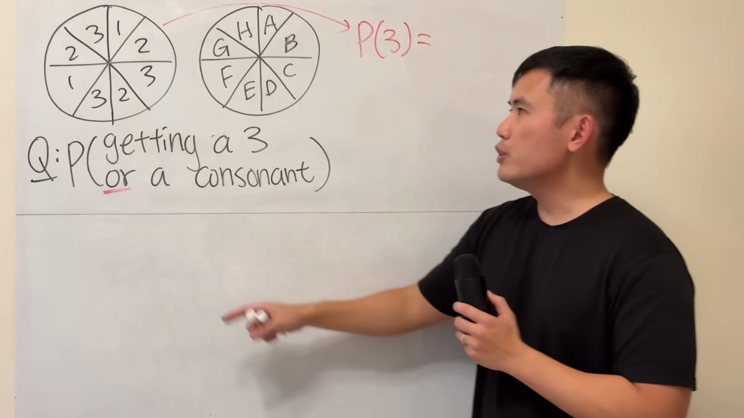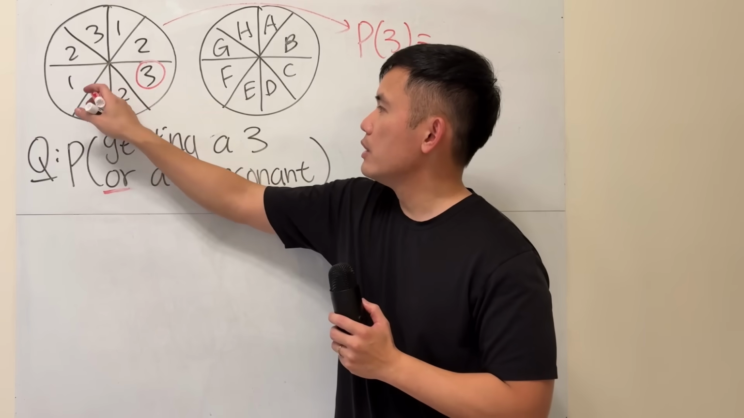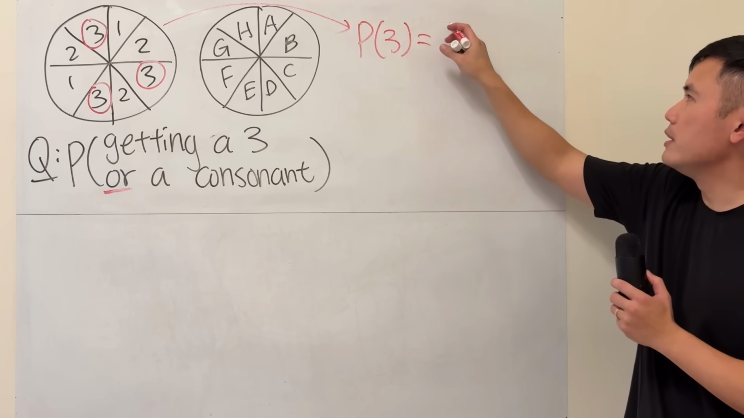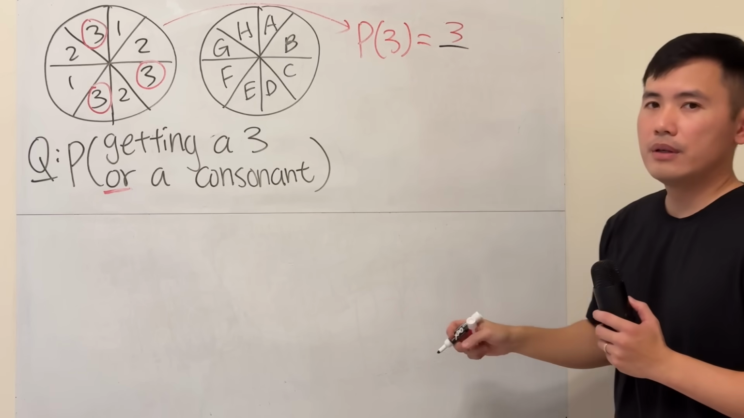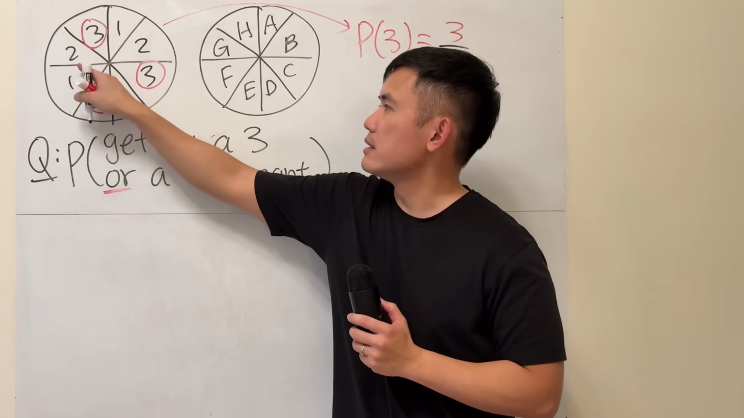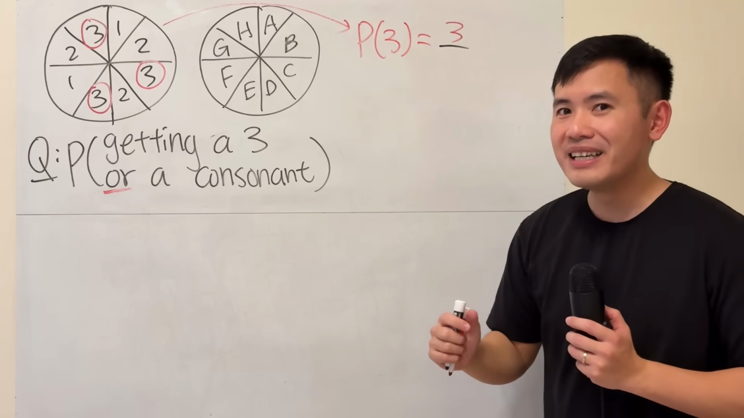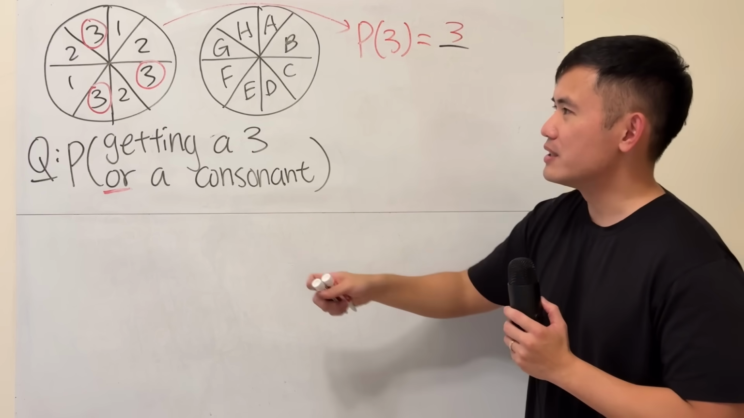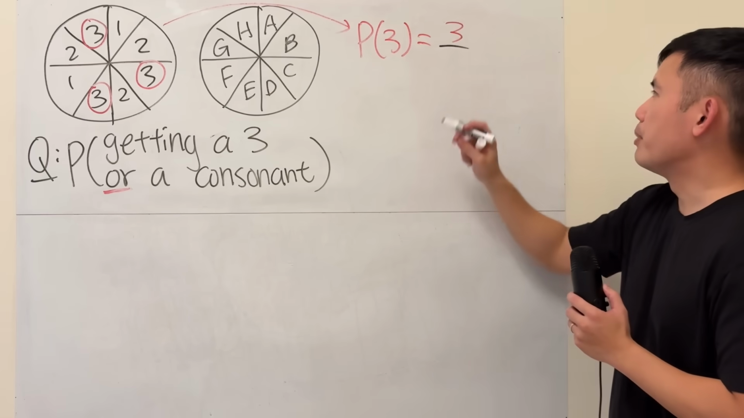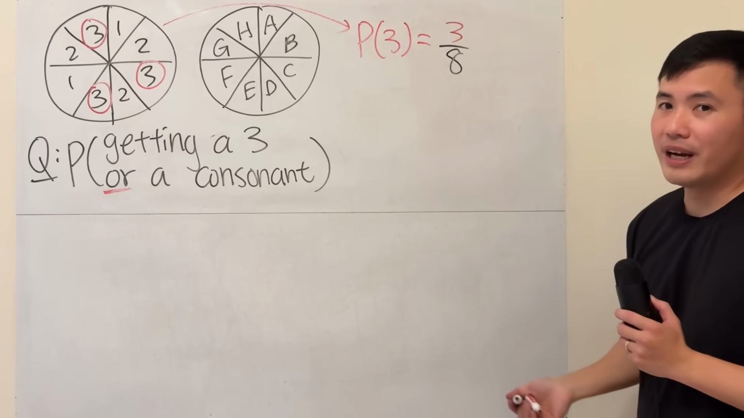To do so, we just have to count how many 3s there are. We have 1 3, 2 3s, and 3 3s. So getting a 3 is going to be 3 out of how many parts do we have? 1, 2, 3, 4, 5, 6, 7, 8. And remember, each part is meant to be with equal area, so it's meant to be with equal chance of landing the arrow into each part. But anyways, 8 parts. So the probability of getting a 3 for the first one is just 3 over 8.